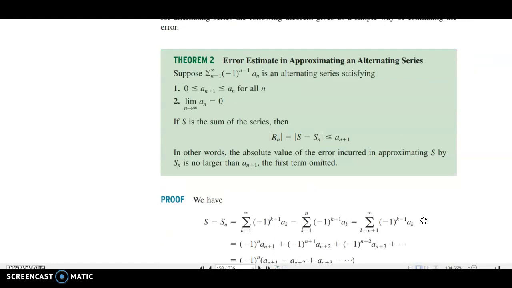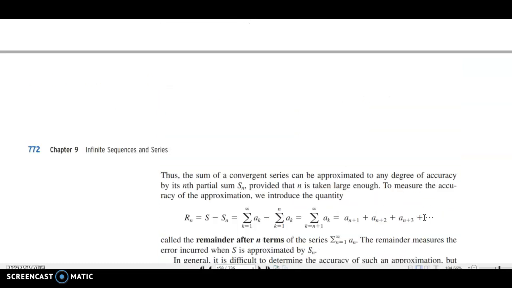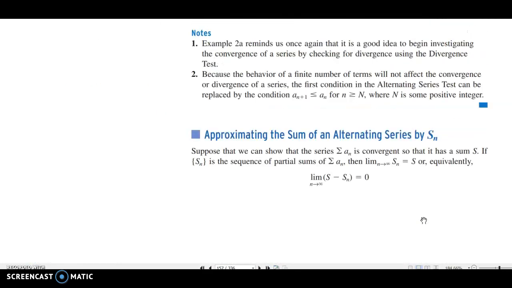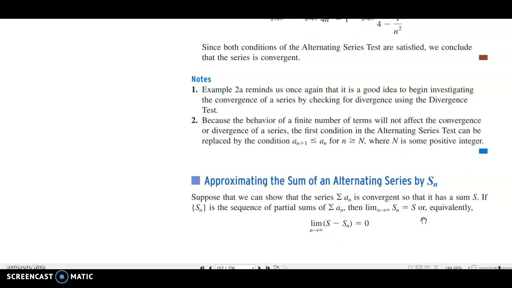Next is the error estimation in approximating an alternating series. Before that, we have to do the problems from the exercises. We have to complete that. That is homework for you. Today I think we can wind up our section, because we have to do more problems on the alternating series. Okay, thank you.